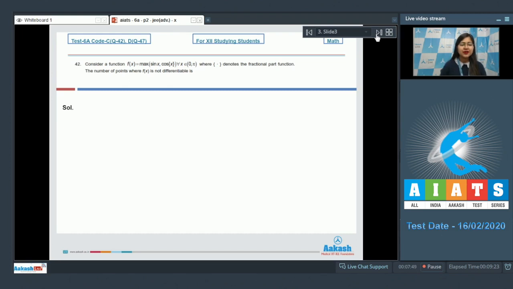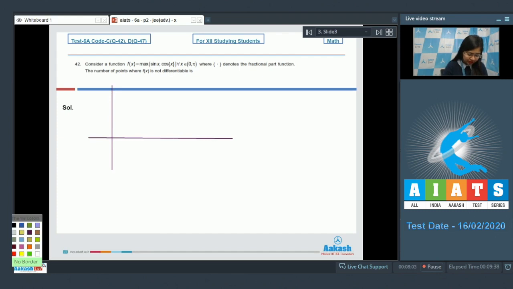Consider a function f(x) that is the maximum of sin x, cos of the fractional part of x, for x going from 0 to pi. So the number of points where f(x) is not differentiable is. So let's solve this question. We have to make the graph of both the functions.